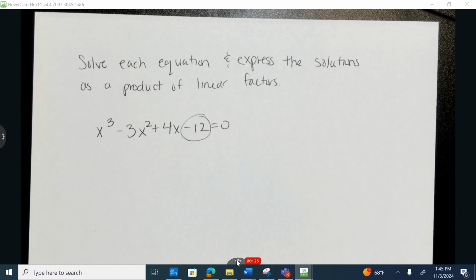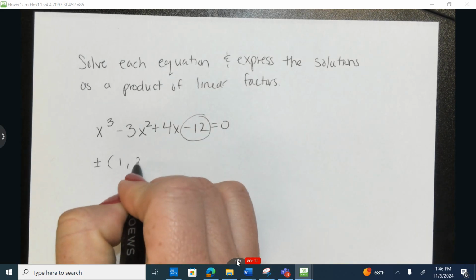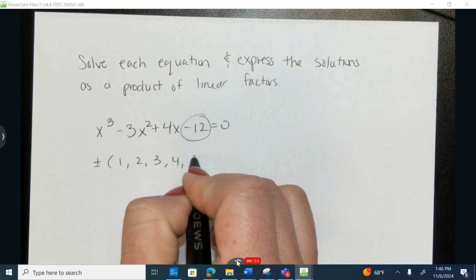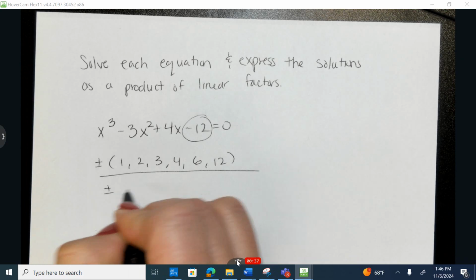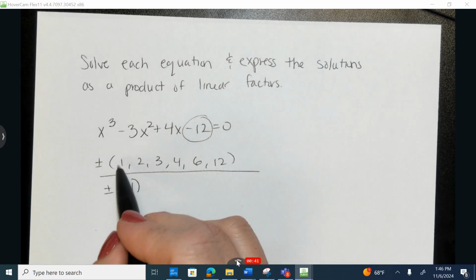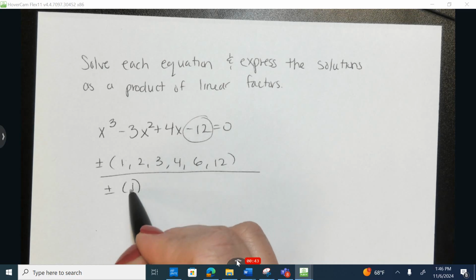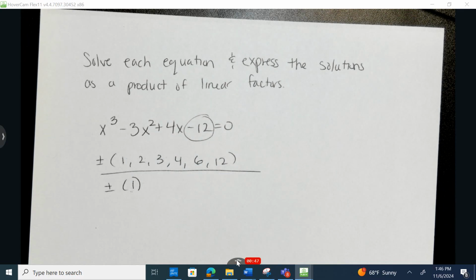Let's now list the possible rational real roots. So factors of 12 would include 1, 2, 3, 4, 6, and 12. Factors of 1, the leading coefficient, would be 1. So I'm going to test 1 and negative 1, 2 and negative 2, 3 and negative 3, 4 and negative 4, until I find 1 that works.